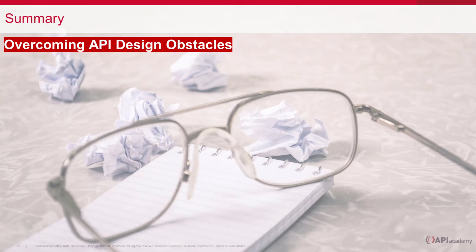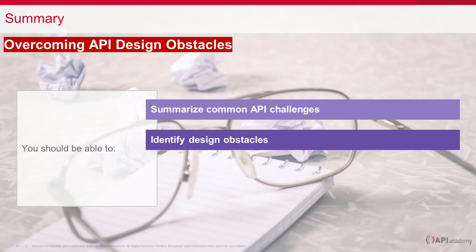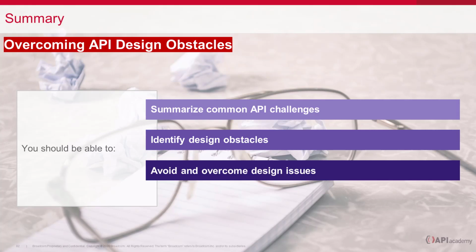You have reached the end of the video Overcoming API Design Obstacles. You should now be able to summarize some common challenges plaguing API design, including cost, scalability, and security. Identify the obstacles you may directly face during the design process, such as the perspective obstacle, the bias obstacle, assumptions obstacle, and resource shortage obstacle. And last but not least, we have also looked at ways to help avoid and overcome these design issues.